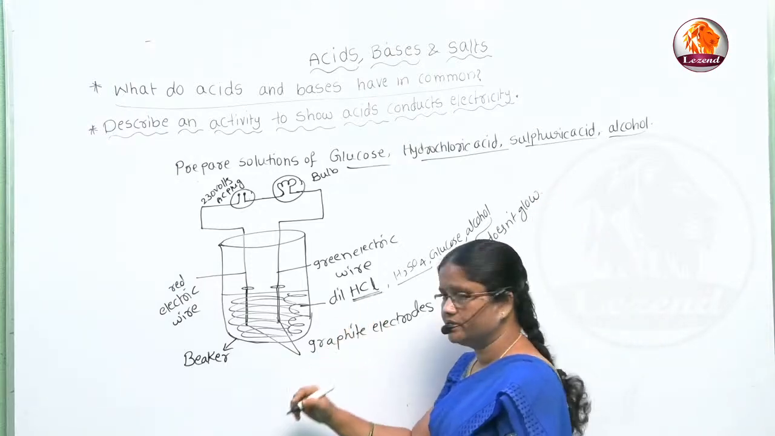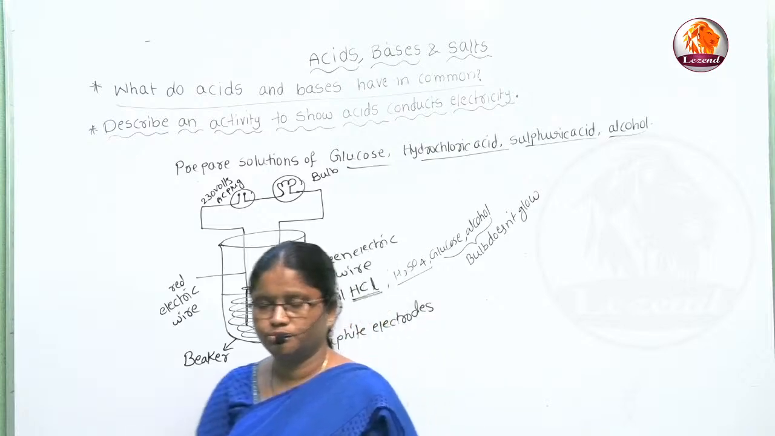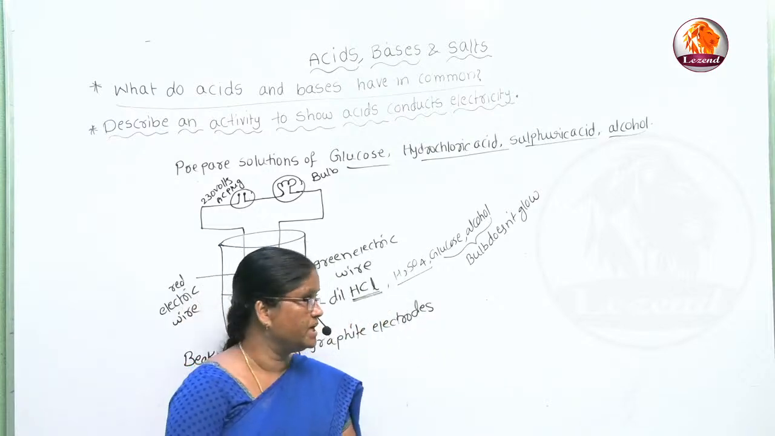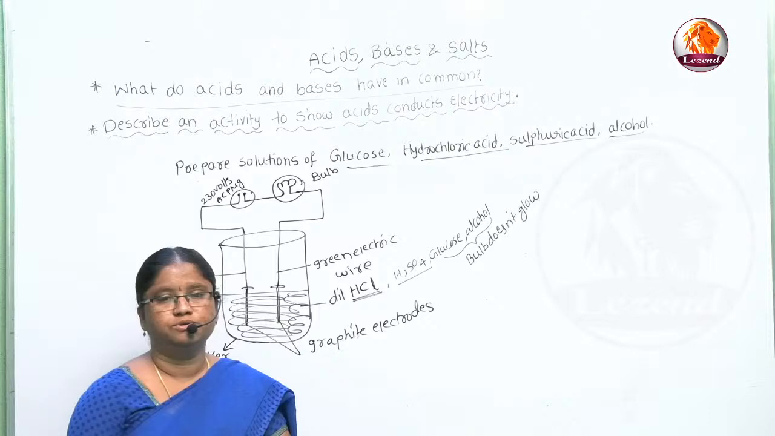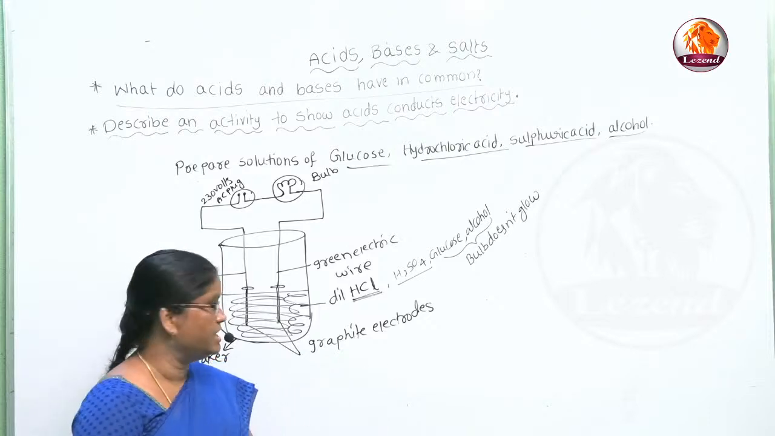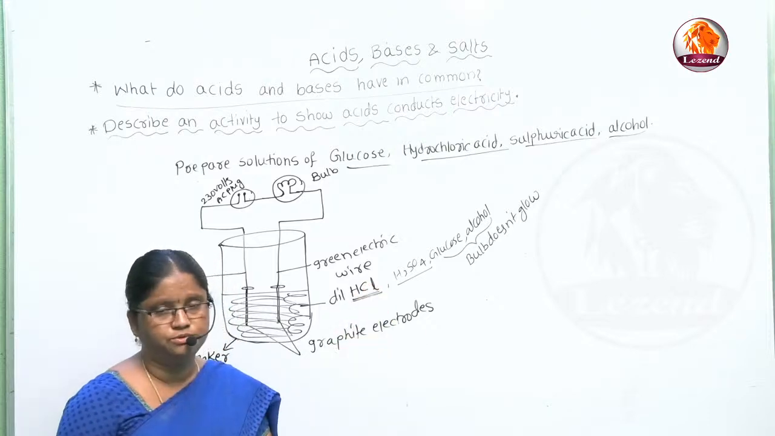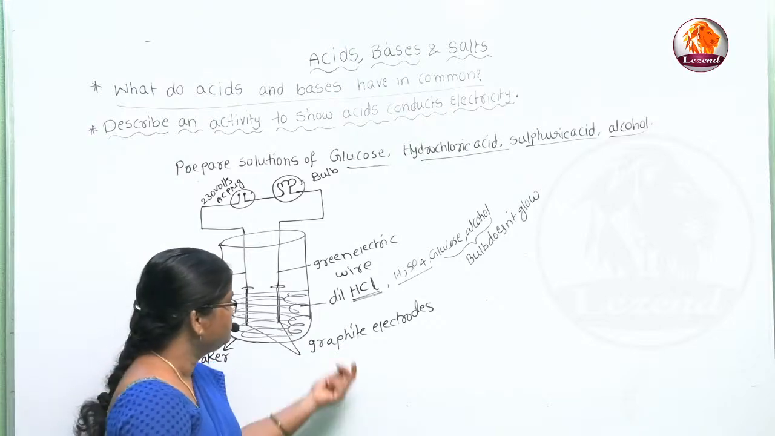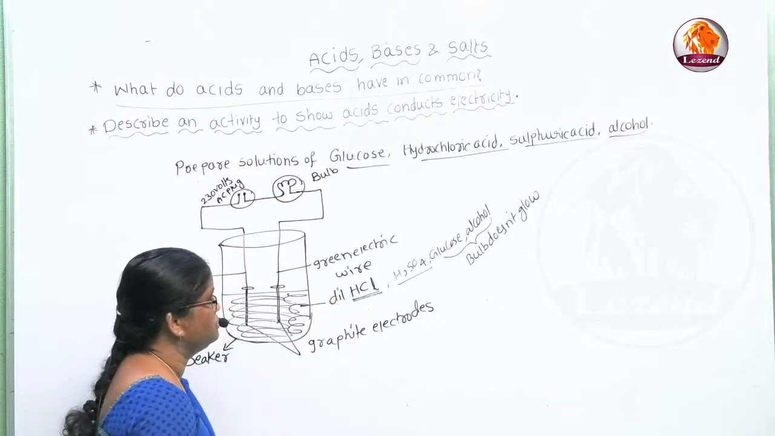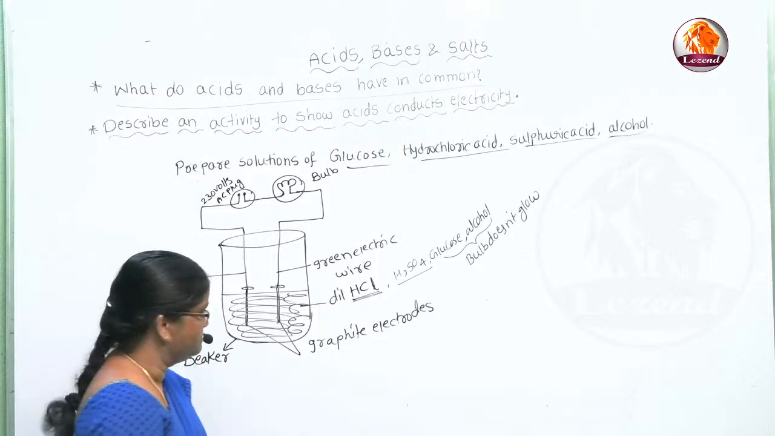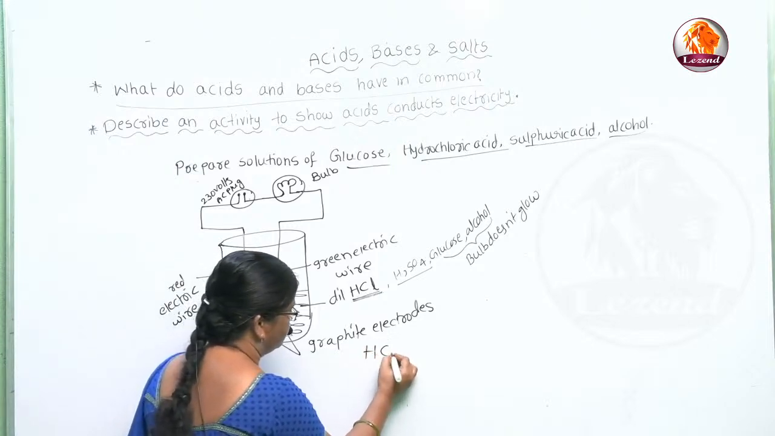So what happens? Why does the bulb glow in acid solutions only? Why does the bulb not glow in glucose and alcohol solution? What is the reason for the bulb to glow only in particular acidic solutions? Okay, it means these acid solutions contain ions. For example, here hydrochloric acid.